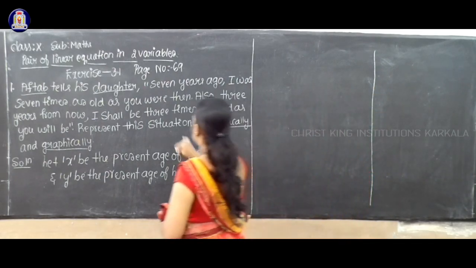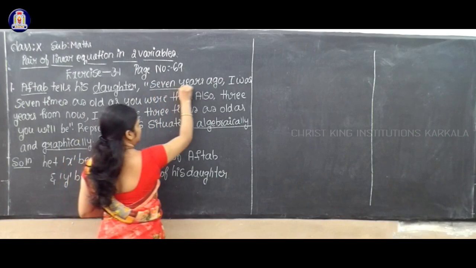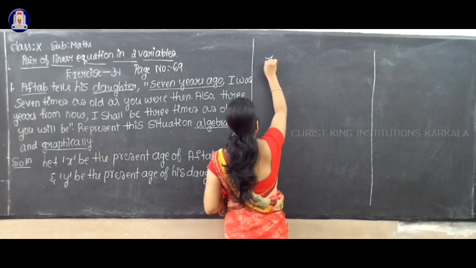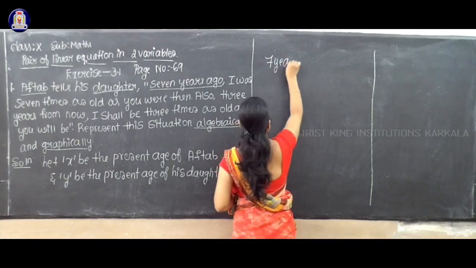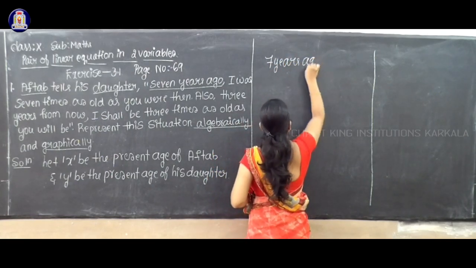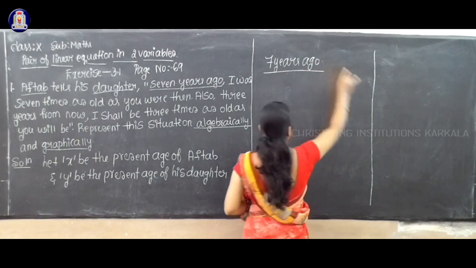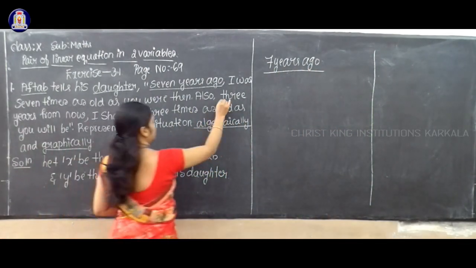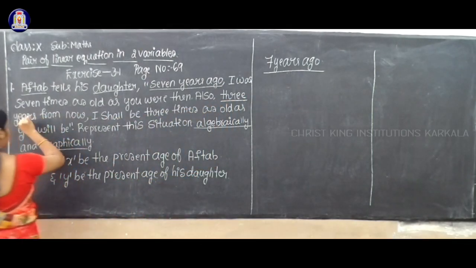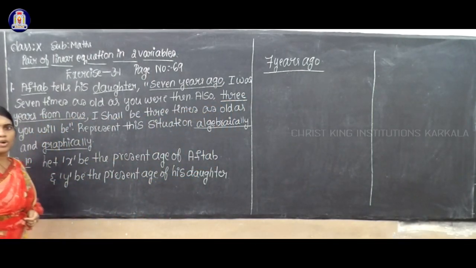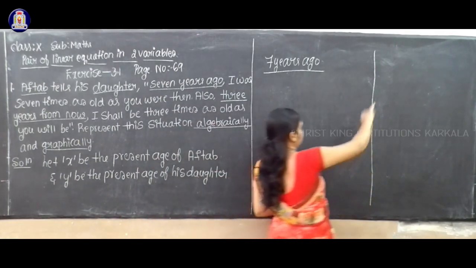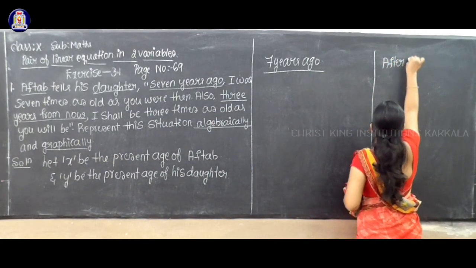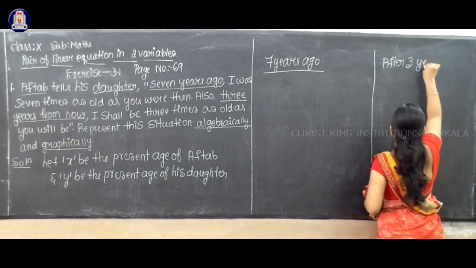The first column is about 7 years ago, and the second column is about 3 years from now. 3 years from now means after 3 years.